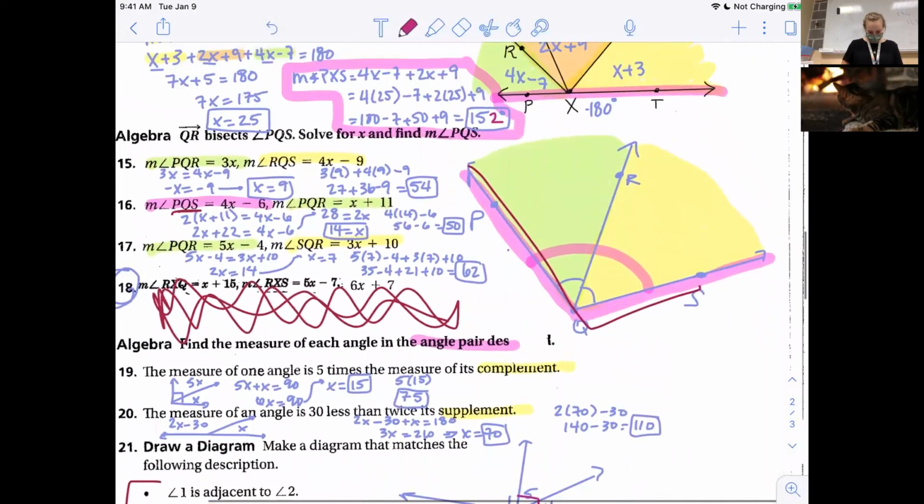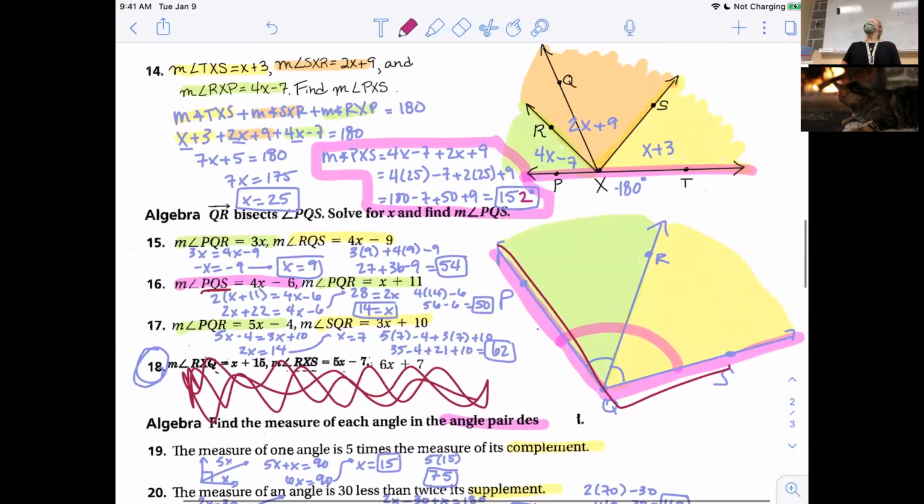Okay, I'm actually going to keep it so you can also see 14. You have to draw a picture for 15 and 16 and 17. I just drew a really giant picture. Yours doesn't have to be that giant.